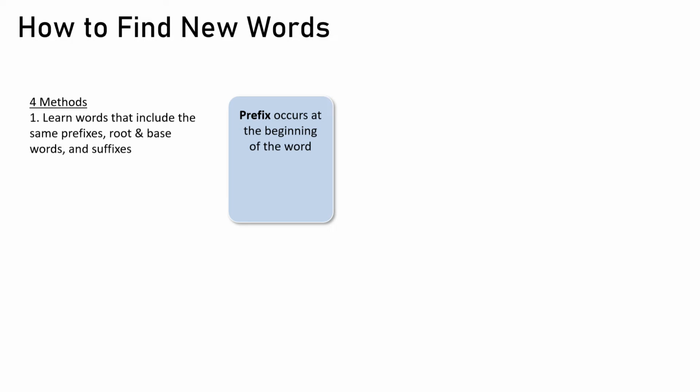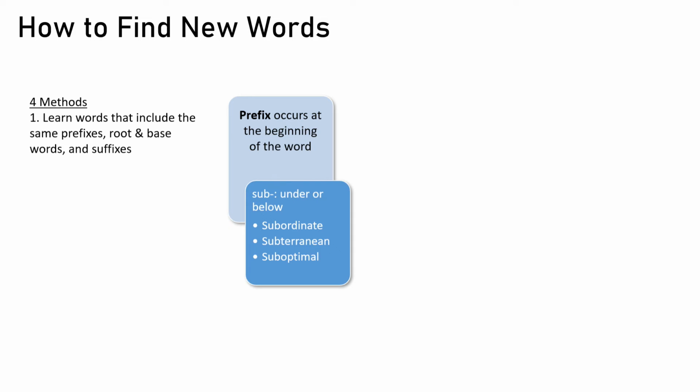So a prefix occurs at the beginning of a word. An example of a prefix is sub, which means under or below. And some words with the prefix sub are subordinate, subterranean, and suboptimal, for example.